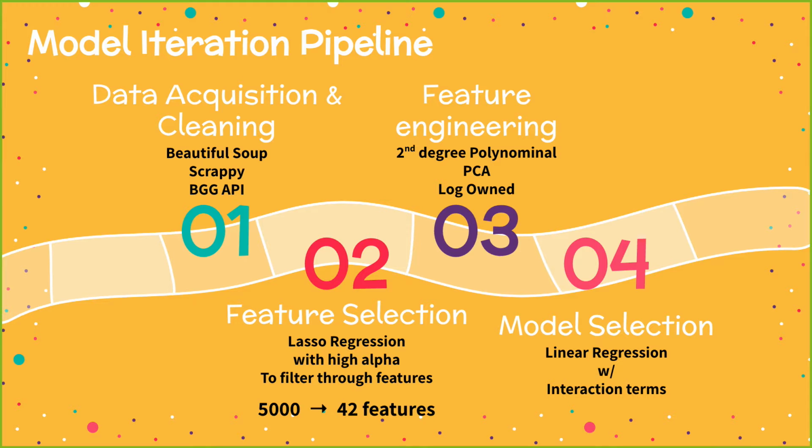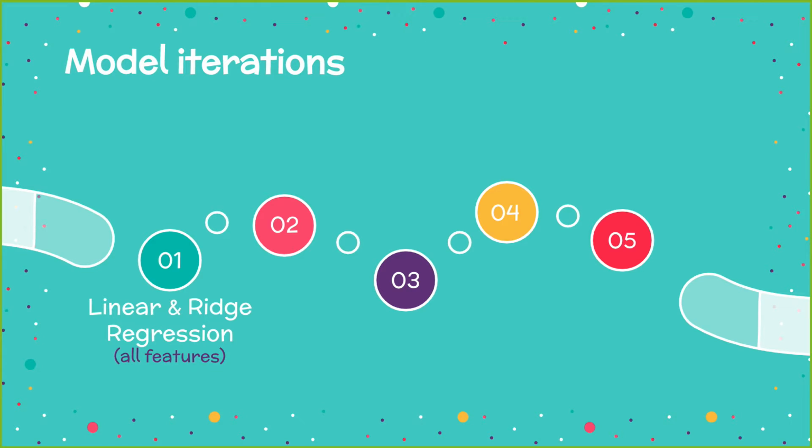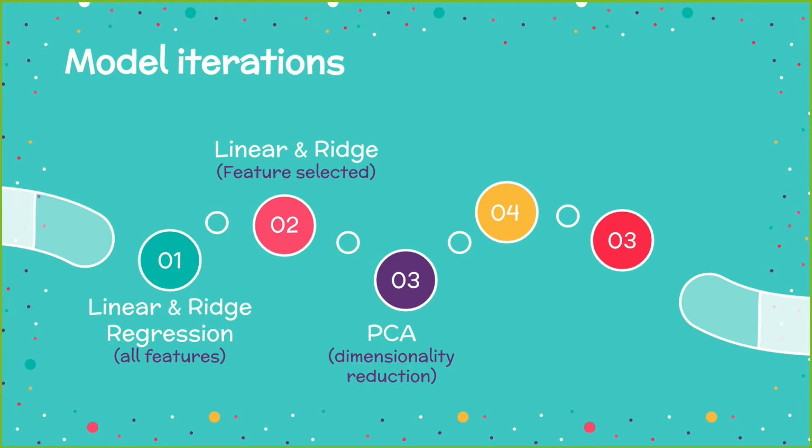And then finally, I did my model selection. So let's talk about some of the model iterations. I started off with a linear and ridge regression with all the 5,000 features, and then I did feature selection, which created a better model. Then I did principal component analysis just to see how I could model with fewer dimensions. The interesting thing about this was that I was able to achieve an RMSE around 1,500 with just 3 principal components. So in terms of simplicity, this was the easiest.